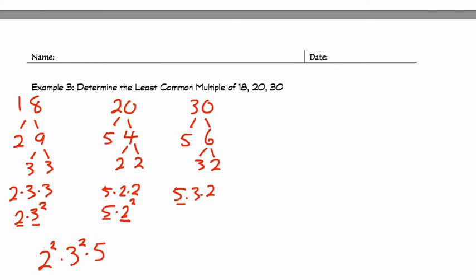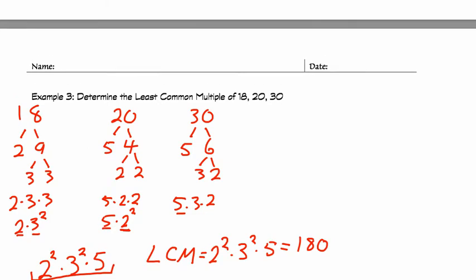Now, every prime factorization of every number can be put into this final factorization, and so the least common multiple, or LCM, is equal to 2 squared times 3 squared times 5, which is equal to 180.